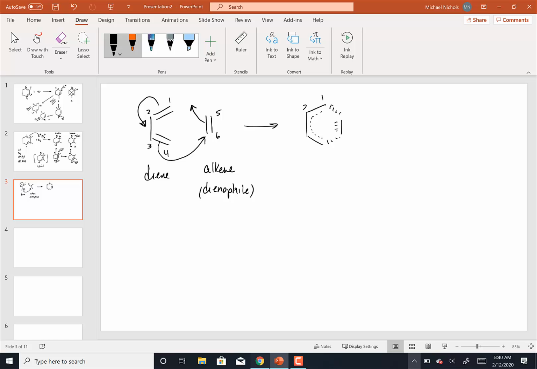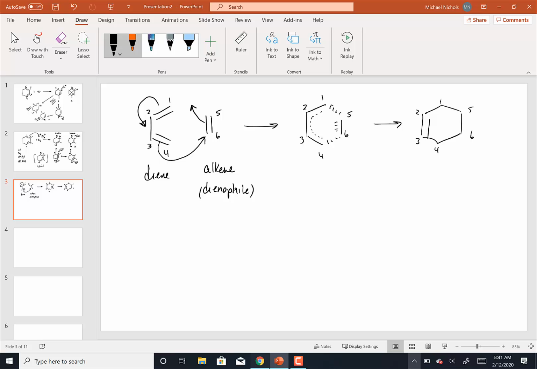The reason I like to do 1, 2, 3, and 4, and then 5 and 6 is because I'm always going to form that 6-membered ring with the double bond between carbons 2 and 3. So the final product then is always going to be a 6-membered ring. It's always going to have 1, 2, 3, 4, and 5 and 6, and the double bond's always going to be between 2 and 3. Anything I add to the diene, I'm going to add at a particular carbon. That's going to carry over into the final product. Anything I add to the alkene is going to carry over into the final product as well.